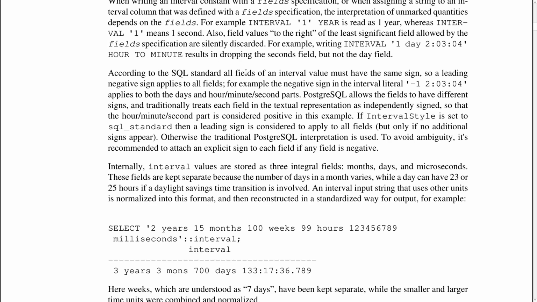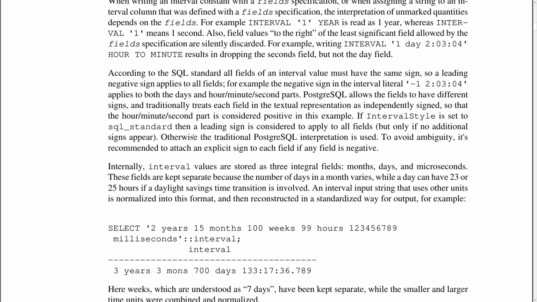According to the SQL standard, all fields of an interval must have the same sign. So a leading negative sign applies to all fields. For example, the negative sign in interval '-1 2:03:04' applies to the days, hour, minute, and second parts. PostgreSQL allows the fields to have different signs and traditionally treats each field in the textual representation as independently signed, so that the hour, minute, second part is considered positive in this example.